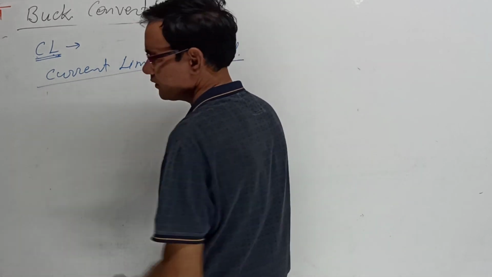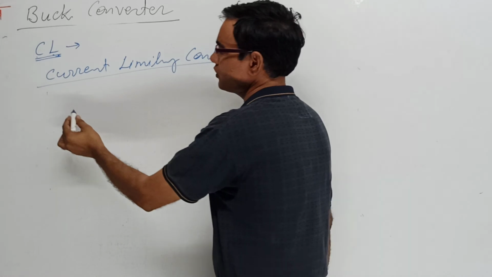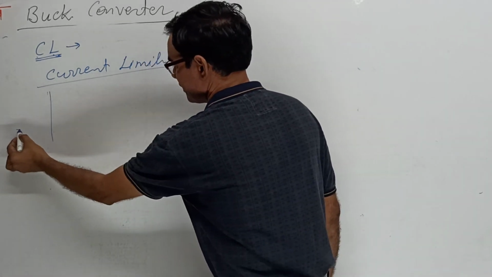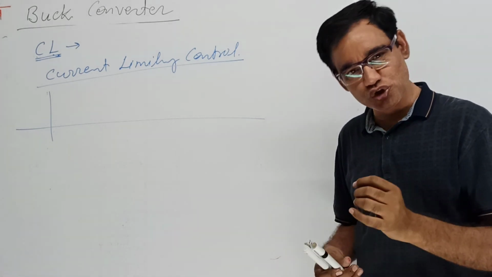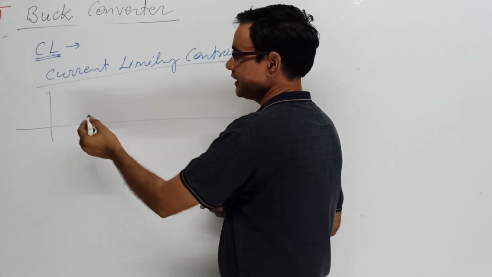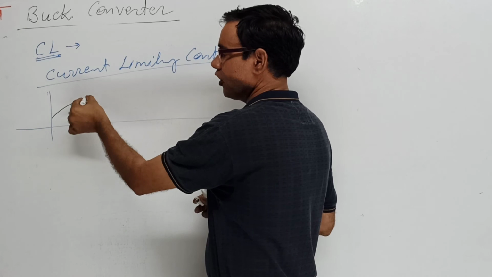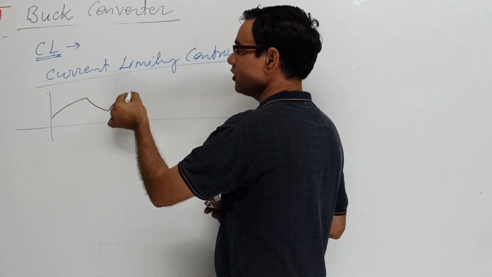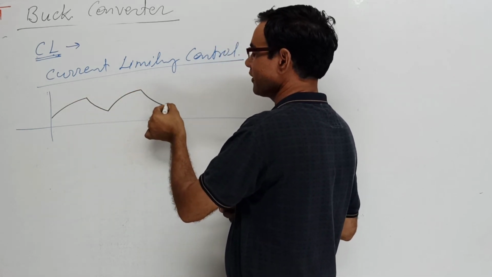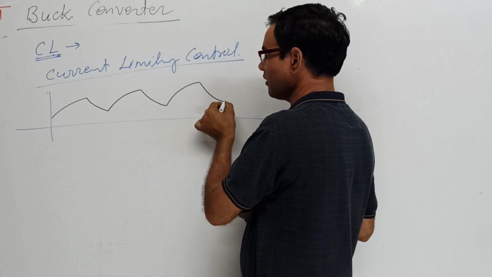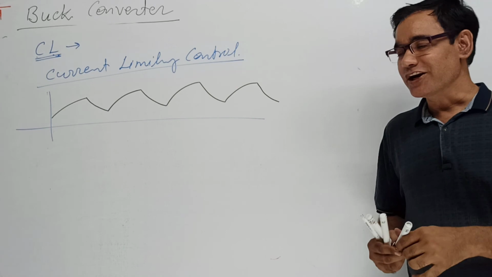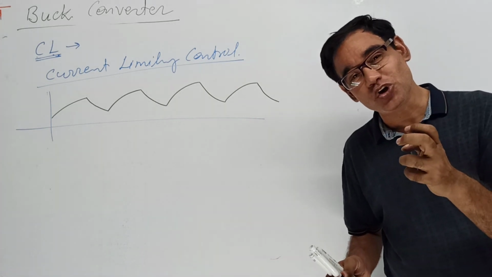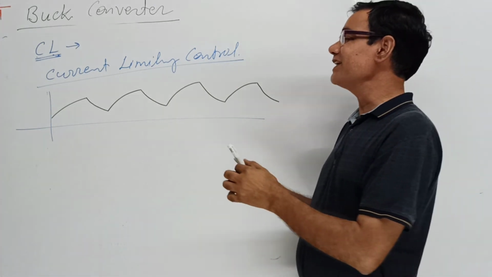Current limiting control. Here, when we turn on the thyristor or the chopper, the current increases. When we turn off the chopper, the current decreases. On, the current increases; off, it decreases. So the on and off will be controlled by the variation in the current. We'll set the limits of the current.